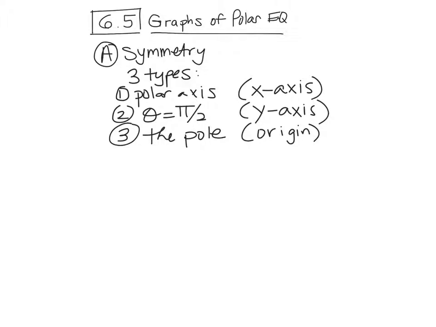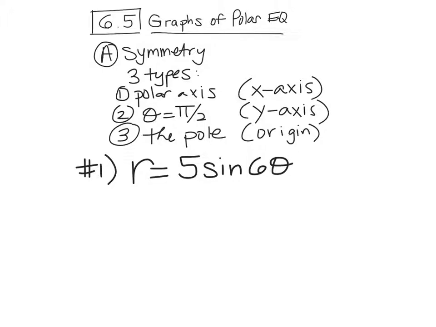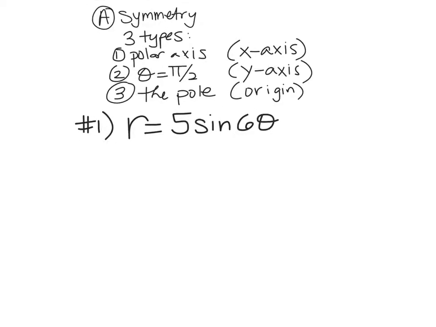Okay, number 1. Suppose that we have r equals 5 times the sine of 6 theta. Ooh, this one's going to be crazy. This one's fun. Okay, r equals 5 times the sine of 6 theta. Now, I want you to graph this on your calculator. We're going to sketch a graph, and we're going to describe its symmetry.